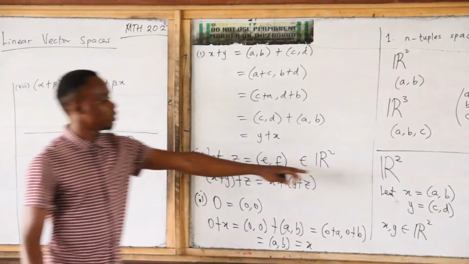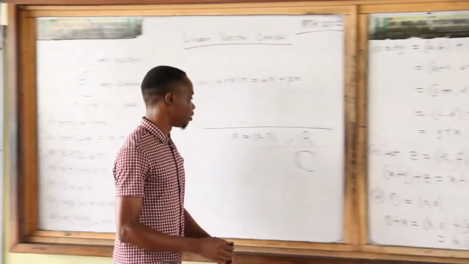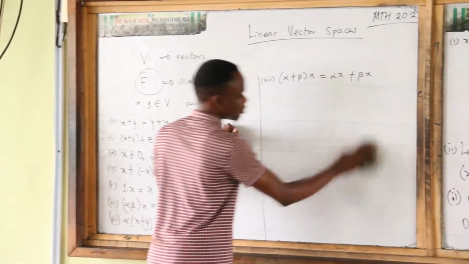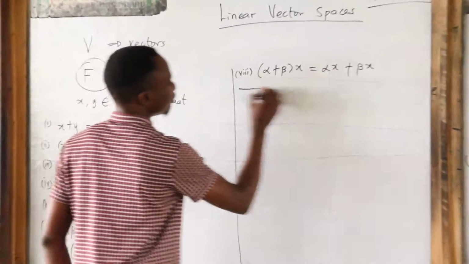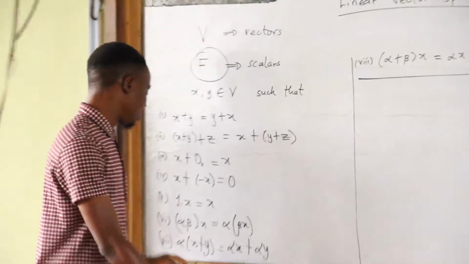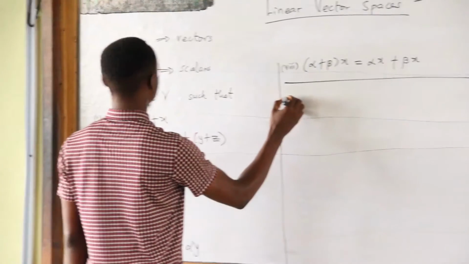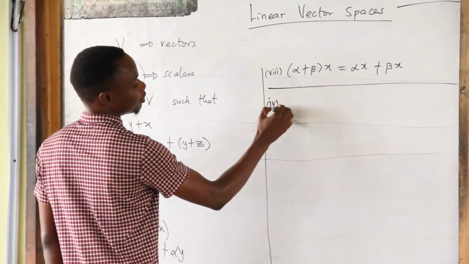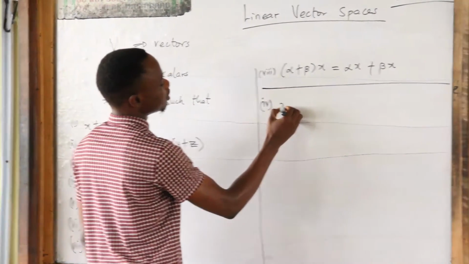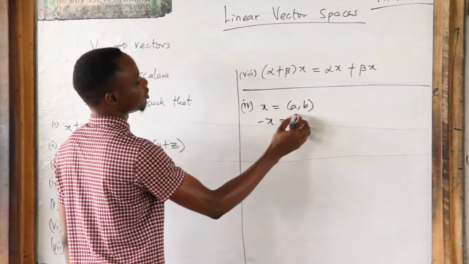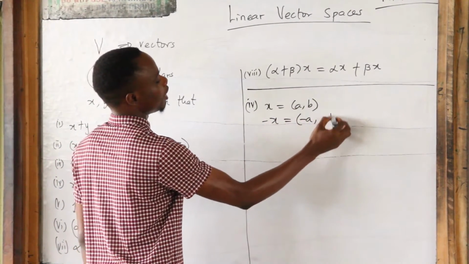Alright, so you can check every other thing, and then we are defining it over the field R of real numbers. So the scalars we use here are real numbers. So you're going to have the next one, x plus minus x. So number 4, x is equal to (a, b). So obviously minus x is going to be (minus a, minus b).